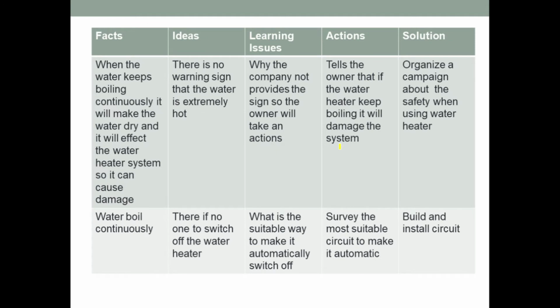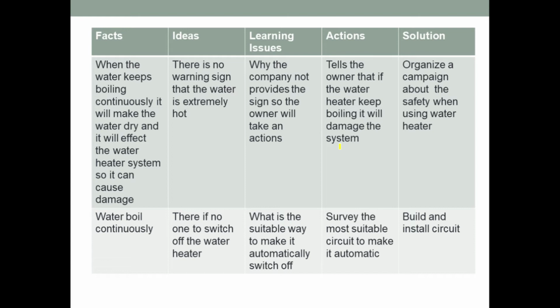Third, when the water keeps boiling continuously, it will make the water dry and it will affect the water heater system, so it can cause damage. For the ideas, there is no warning sign that the water is extremely hot. For the learning issues, why does the company not provide a sign so the owner will take action? Action: tell the owner that if the water heater keeps boiling, it will damage the system. So for the solution, organize a campaign about safety when using a water heater.